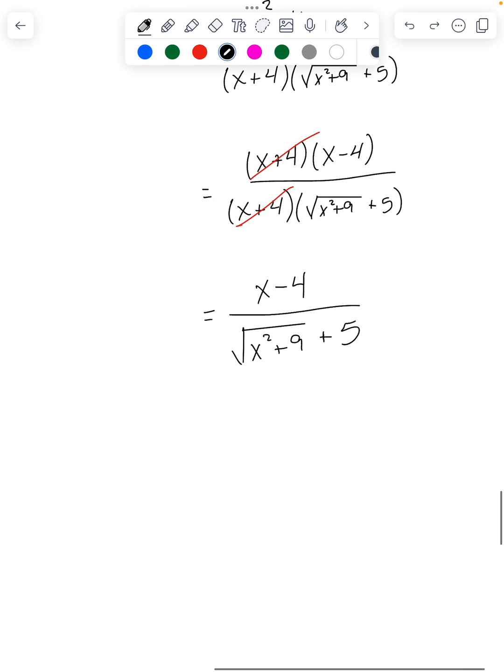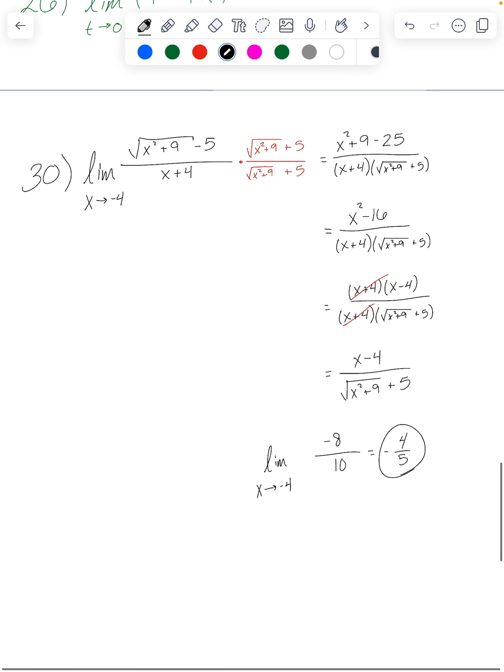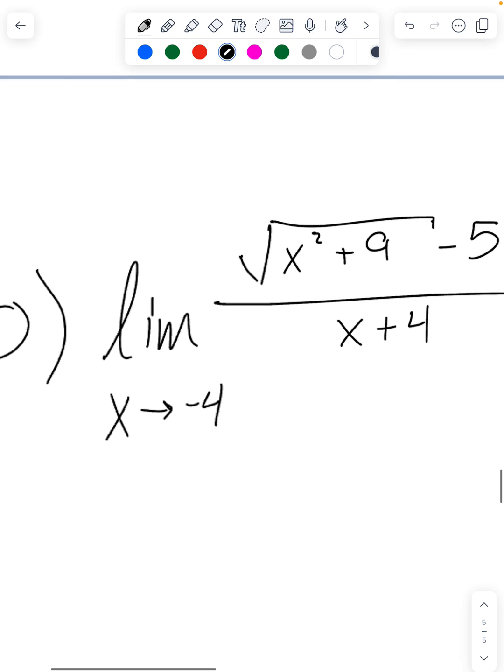And I can say, if I wanted the limit as x approaches negative 4, this would be negative 8 over 10, which is the same as negative 4/5 or negative 0.8. I'm sorry. Yes, that's right. Yeah, that's right. Okay.